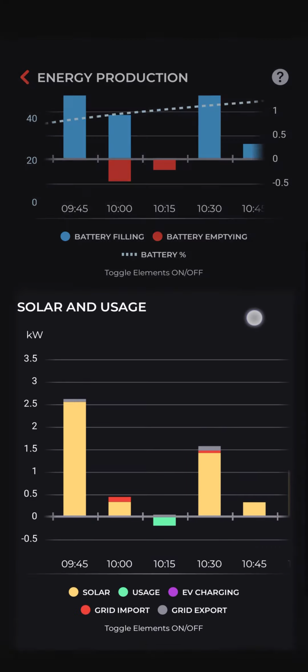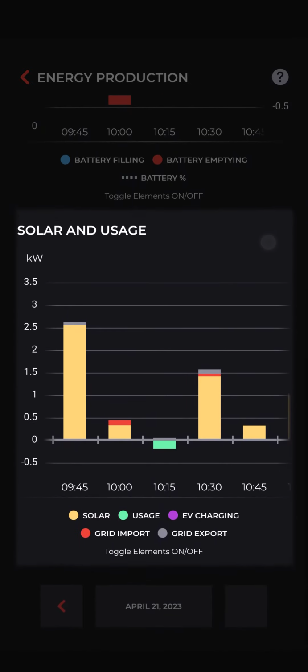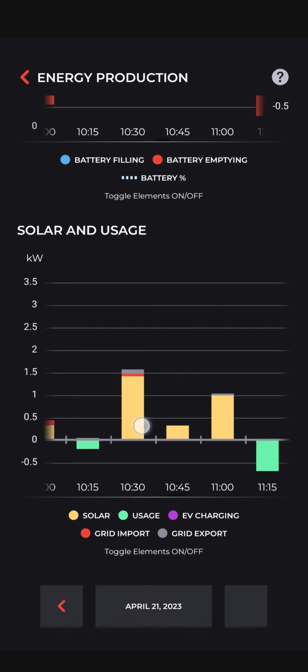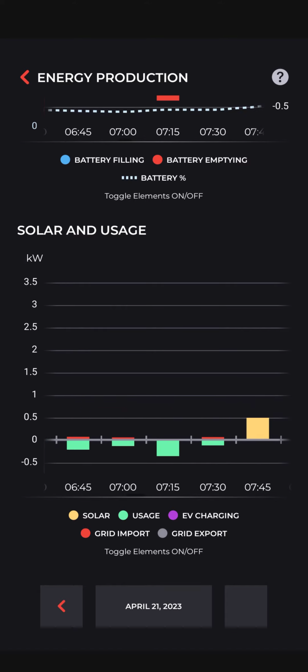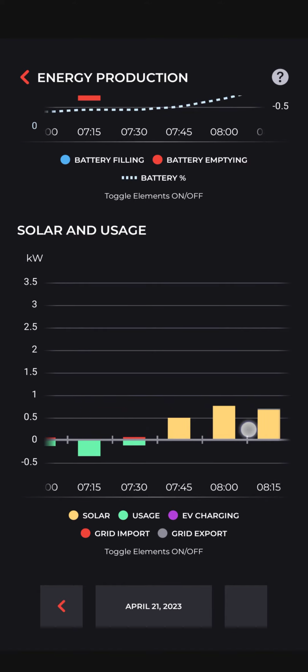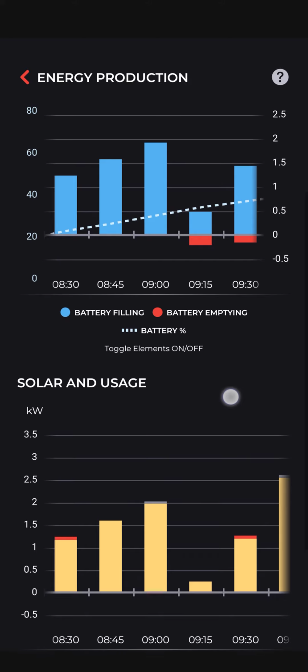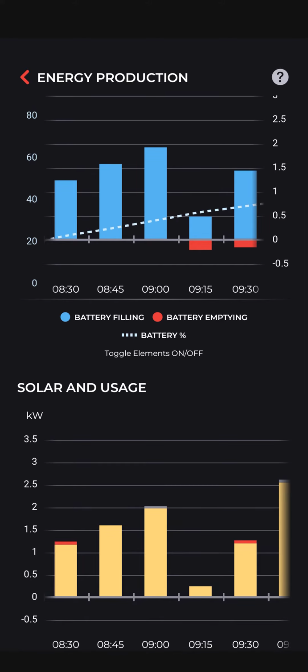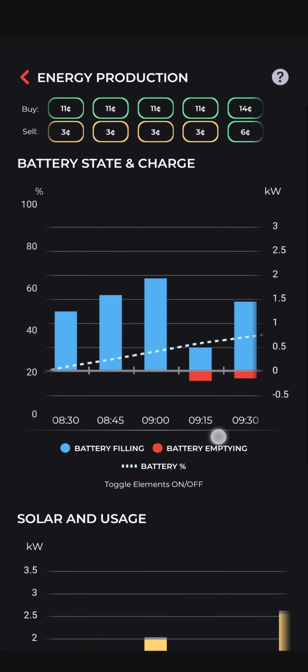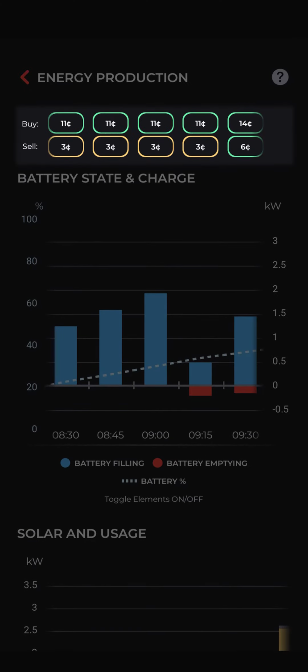The next graph is the solar and usage graph, which represents how much energy you have produced and consumed. Everything above the line is electricity produced, while everything below is electricity consumed. This graph works alongside battery state and charge, as it provides context as to why your battery was filling or emptying. The buy and sell section is designed to forecast your electricity prices.